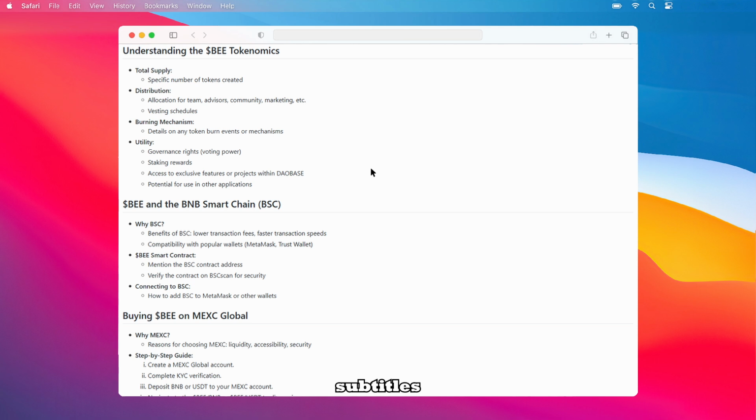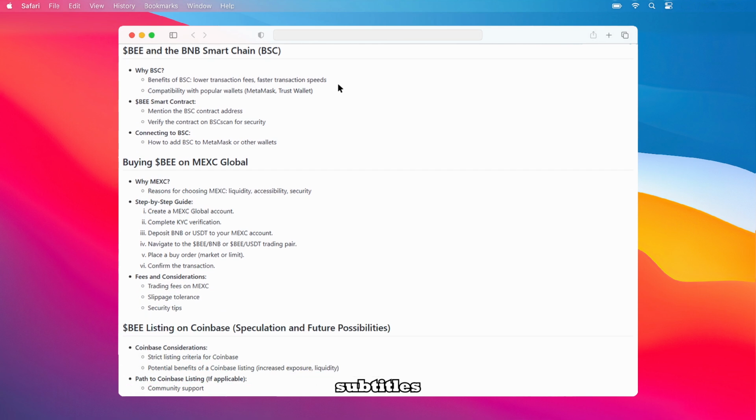Let's consider $BE's relationship with the BNB Smart Chain, or BSC. BSC offers several benefits, including lower transaction fees and faster transaction speeds, making it an attractive choice. It's also compatible with popular wallets such as MetaMask and Trust Wallet. We'll share the $BE smart contract address on the BSC, emphasizing the importance of verifying the contract on BSC for security purposes. Plus, we'll provide a quick guide on how to add BSC to your MetaMask or other wallets.